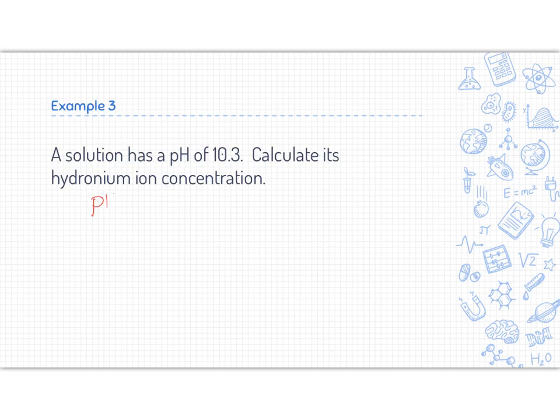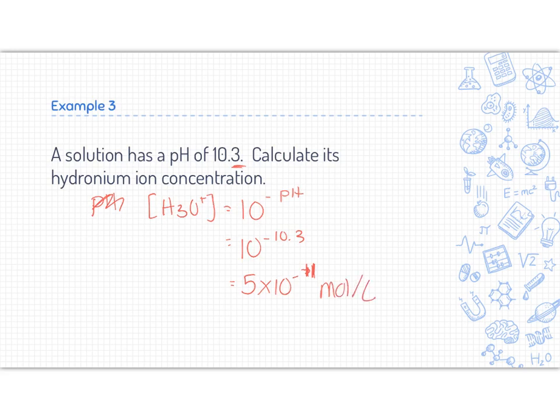Well, concentration of H3O plus is equal to 10 to the power of the negative pH. So 10 to the negative 10.3 will be our concentration, which with significant digits, there is only 1 in our pH value. Therefore, we get to keep 1 significant digit in our concentration. So 5 times 10 to the negative 11, my mistake, moles per liter.